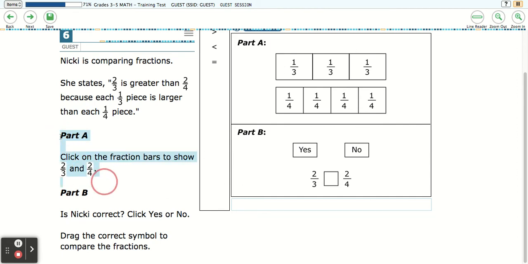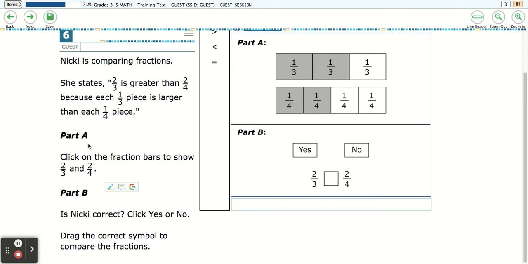There's part A. So I'm going to click on the fraction bars to show 2/3. There's my 2/3. I'm shading them. And here's my 2/4. I'm shading them. I've done part A. Now part B says, is Nikki correct? Yes or no? So I'm going to go back to the beginning.